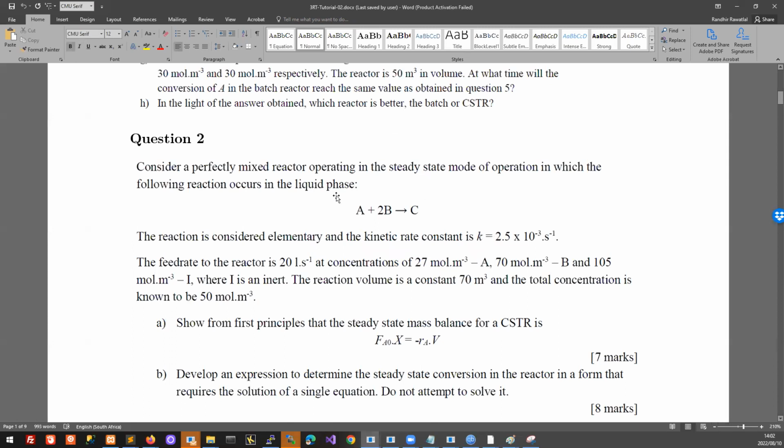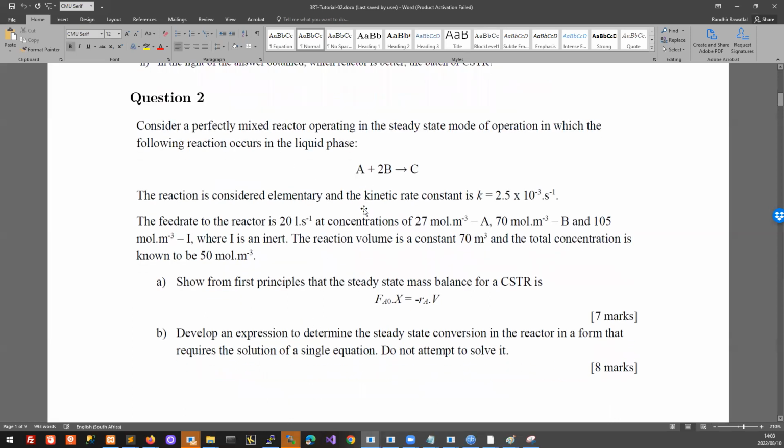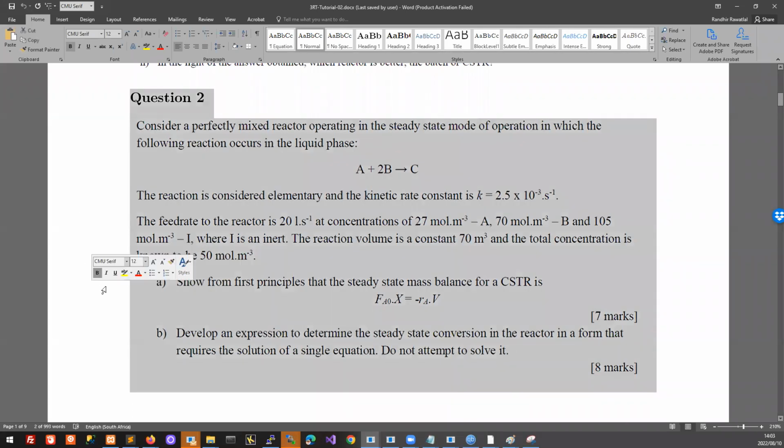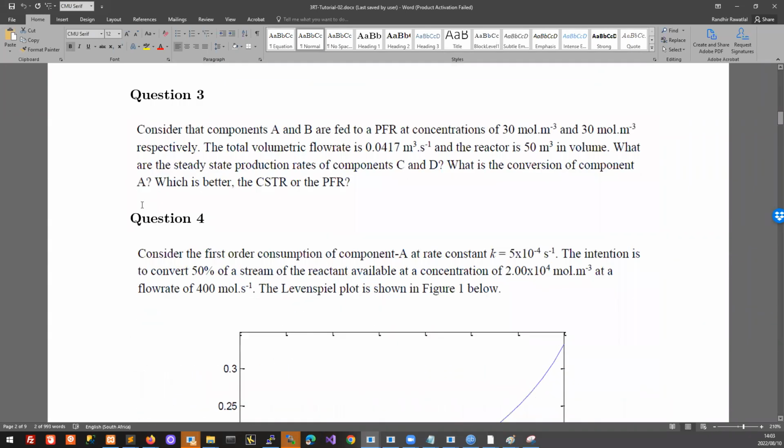Okay, so that's the first one. Now this is another perfectly mixed reactor. I don't think this is too similar to the other one for us to repeat. Does anyone have any questions about this one? Okay, so you can do this one as well, and then here.